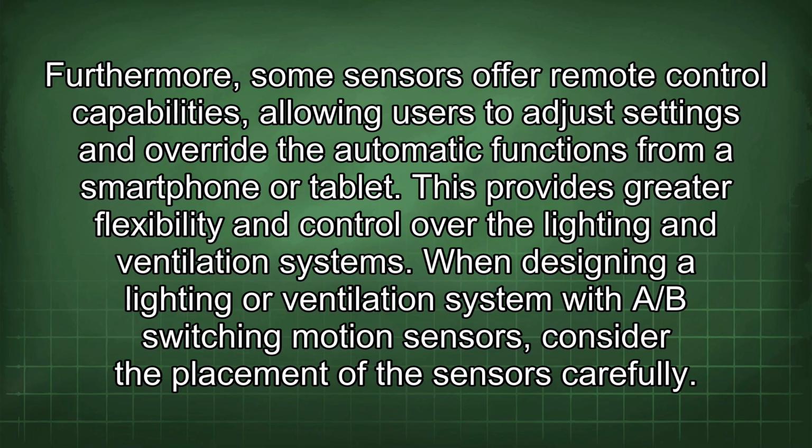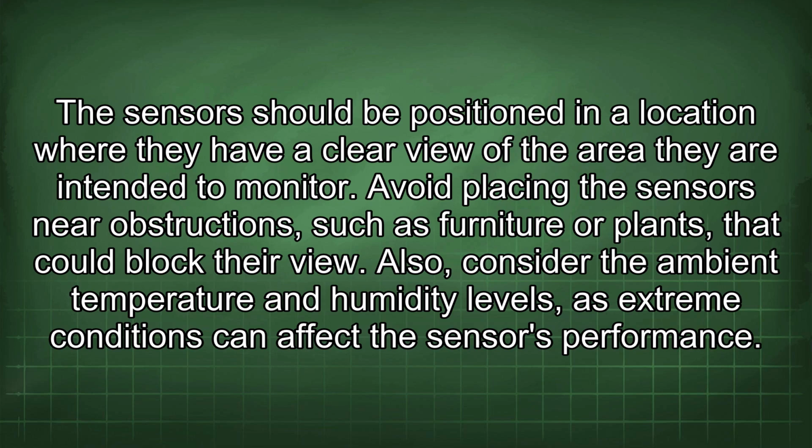Furthermore, some sensors offer remote control capabilities, allowing users to adjust settings and override the automatic functions from a smartphone or tablet. This provides greater flexibility and control over the lighting and ventilation systems. When designing a lighting or ventilation system with A/B switching motion sensors, consider the placement of the sensors carefully. The sensors should be positioned in a location where they have a clear view of the area they are intended to monitor.